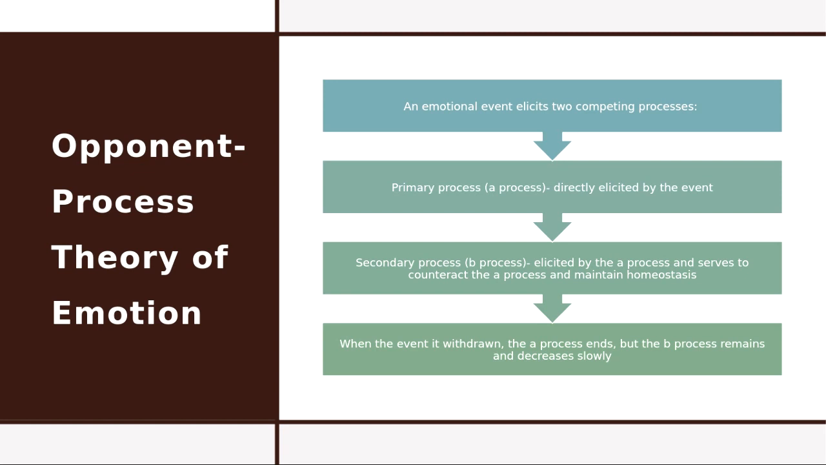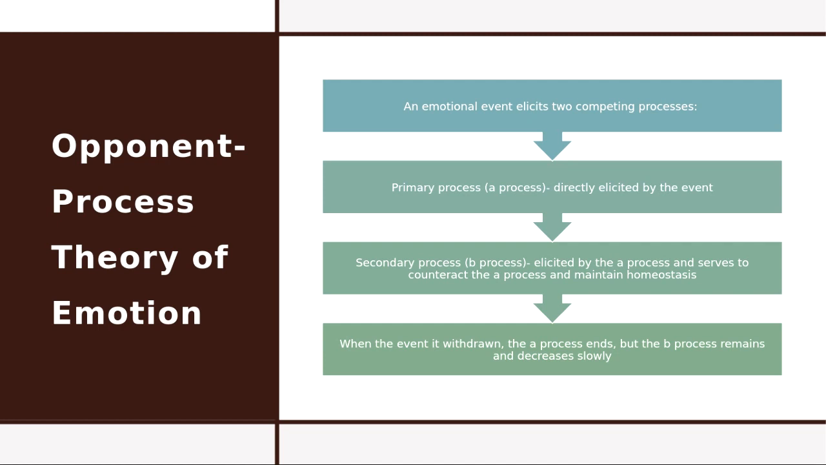So because you experience extreme happiness in reaction to thinking you won the lottery, your body is then going to excrete hormones and neurotransmitters to try to bring that mood back down to a normal level. But when the event is withdrawn, so winning the lottery is taken away, the A process quickly ends. So that happiness quickly ends. But the B process tends to remain longer and it tends to decrease more slowly.